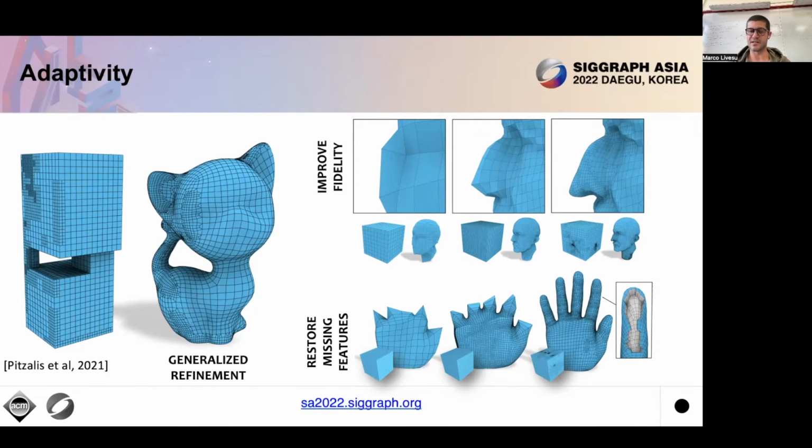So the idea here is that if you have a polycube that catches only the major features of your object, you can still restore the secondary features with a little bit of extra refinement just where it's needed. And this seems to be a good compromise between the complexity of your polycube and the complexity of your mesh.